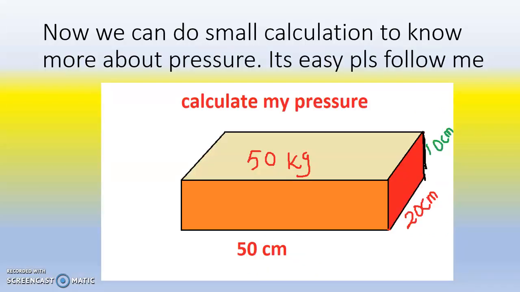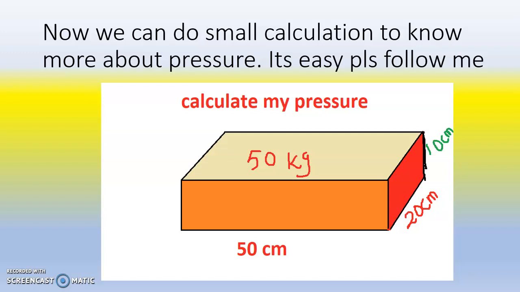Here is a diagram for you. Now we do some small calculation, better if you have a calculator with you. So now I give you the method to find the pressure. There are three types of pressure: solid pressure, liquid pressure and gas pressure, and how they are related to our daily life. So first of all, we are calculating the pressure.